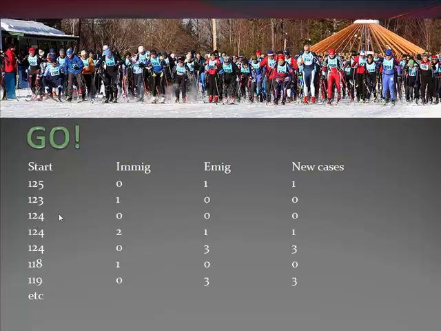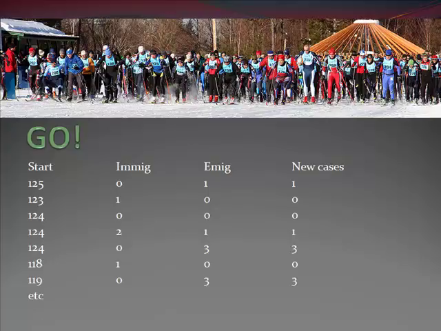Day 3, no immigrants, and no new cases. Stays exactly the same for the next day, 124. We get 2 immigrants or births, 1 emigrant, 1 new case. Those cancel each other out effectively. We stay at 124. Not the same people, but the same number, etc.